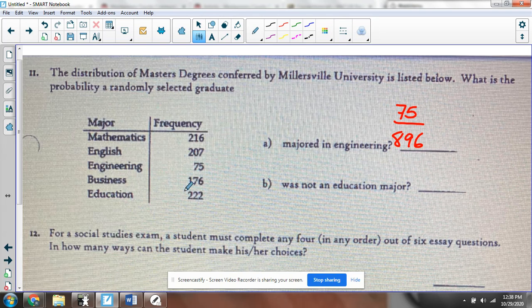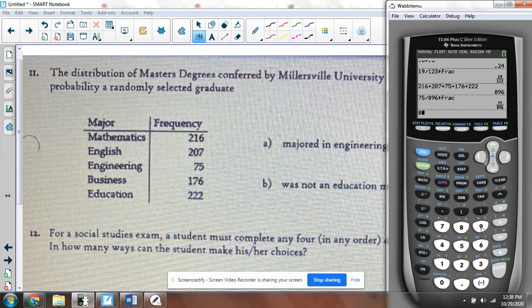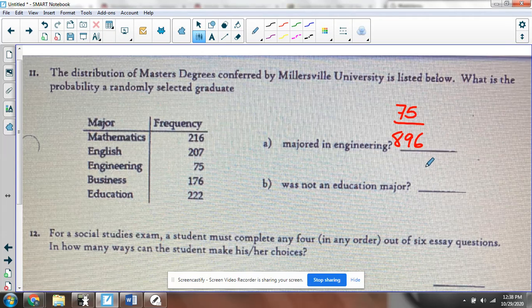Not an education major. So there's 222 education majors. So not education majors is going to be 896 minus 222. It's going to be 764 divided by 896. Math, enter. 337 over 448.